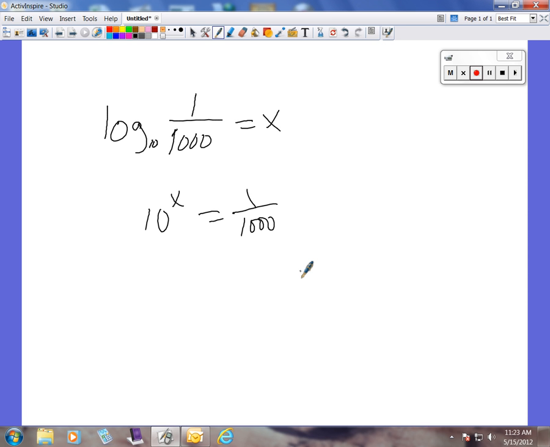Now, you've got 2 ways to approach this. What is 1,000 equal to 10 to what power? Nope. How many zeros are there? 10 to the third. So this is really the same as that. But we don't stop there because remember the bases have to be the same. What do we do with this to bring it up?